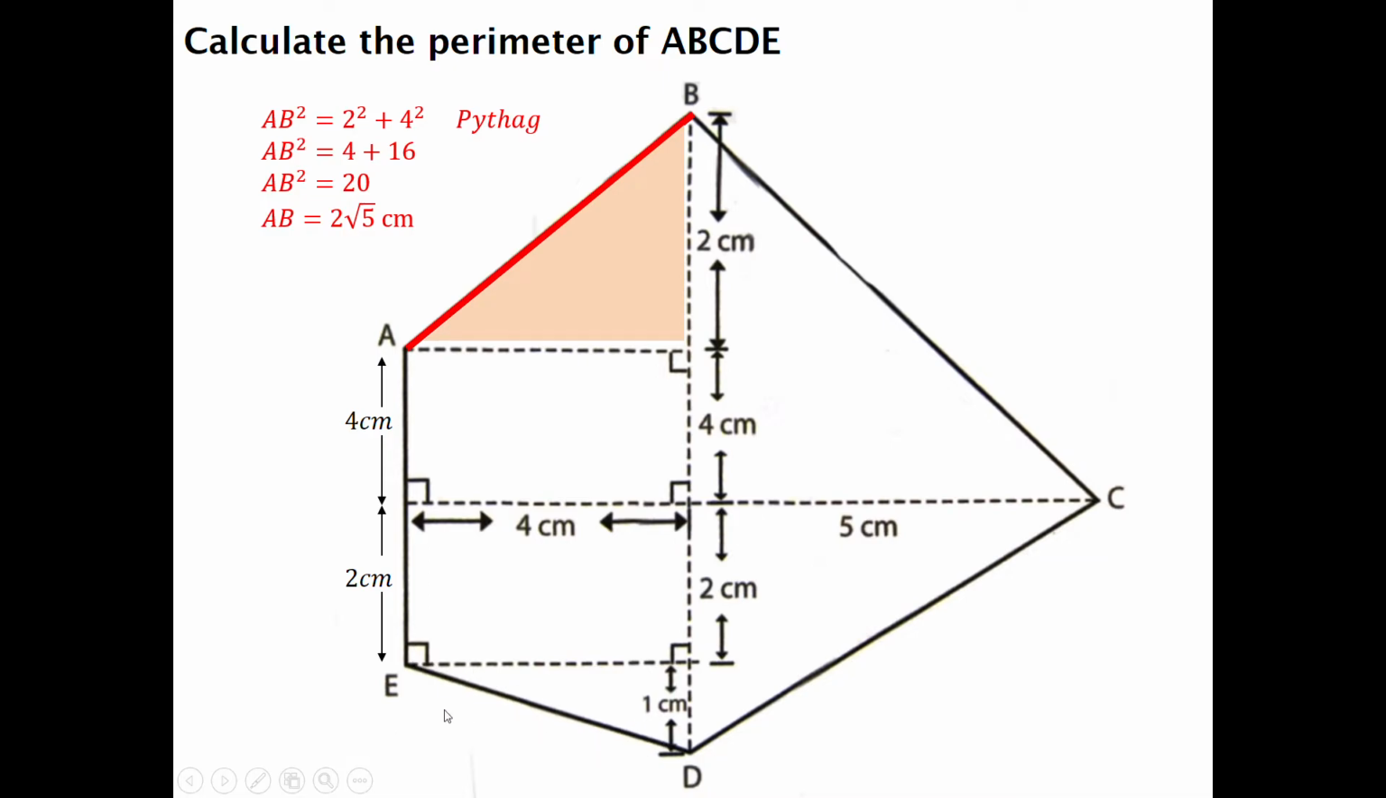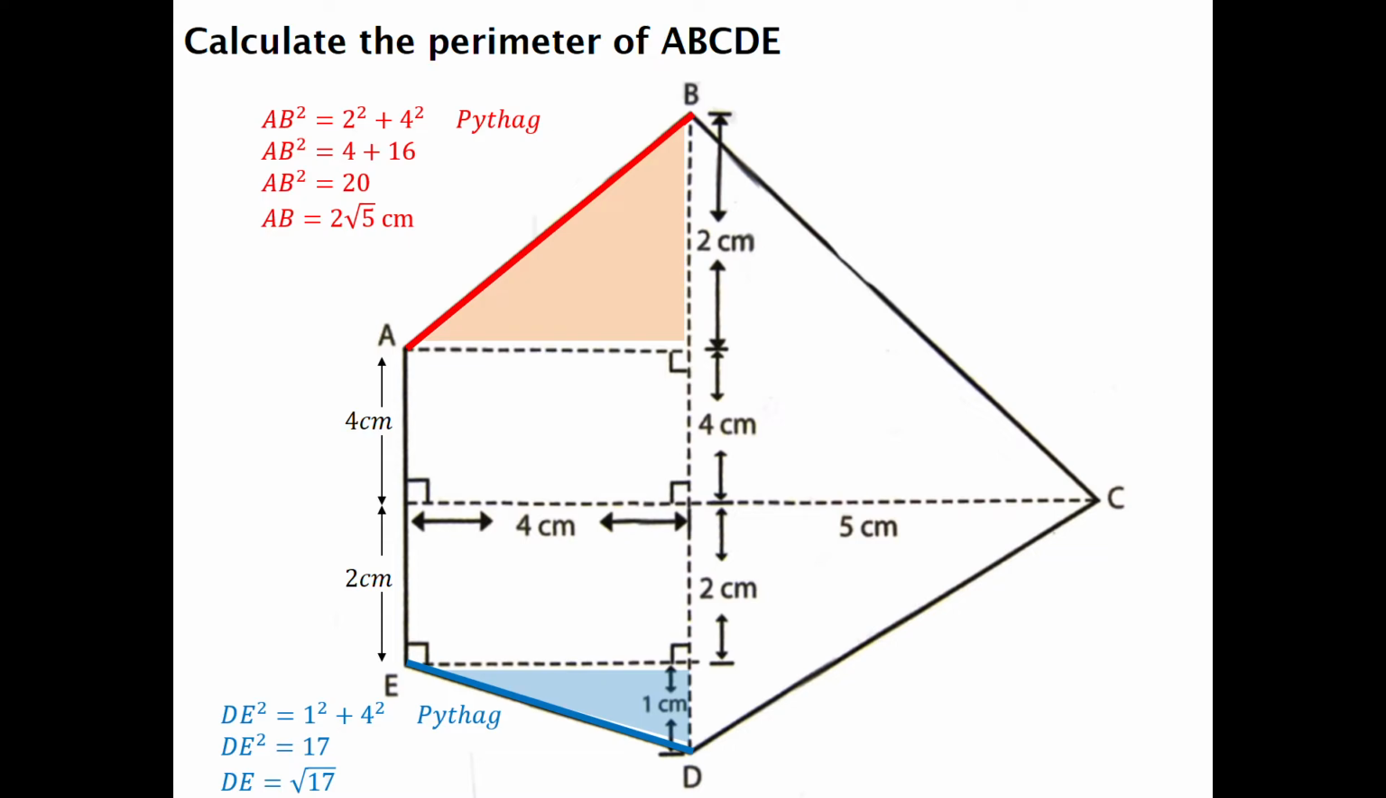So this bottom line here. ED, I'm working in that triangle. So ED squared will be equal to 1 squared plus 4 squared. That will give me 17. And if I square root that, I'm going to again leave it in surd form because I don't want to mess up my decimals. So DE is equal to square root of 17.